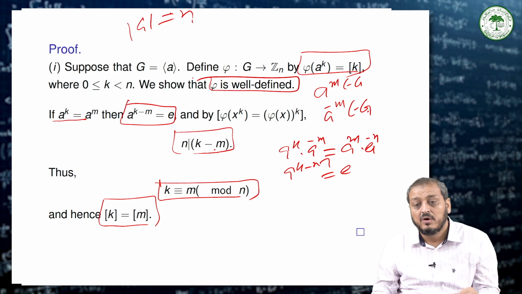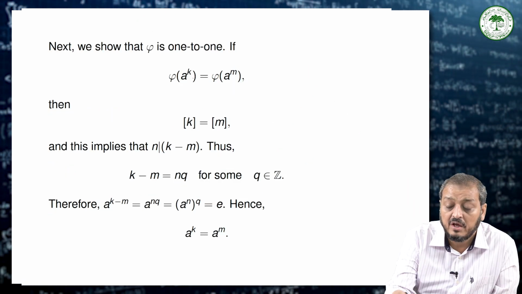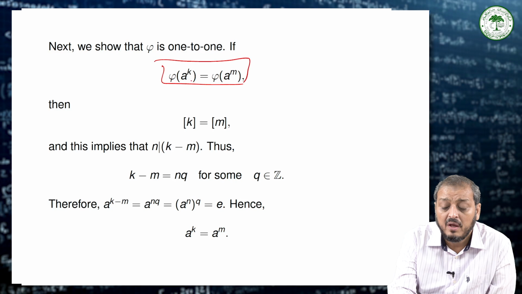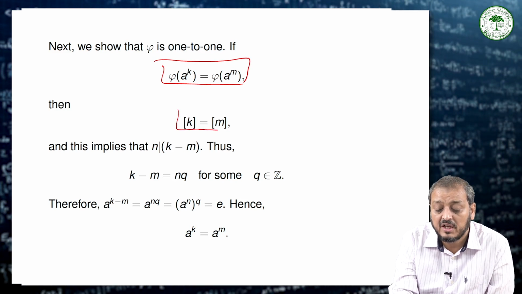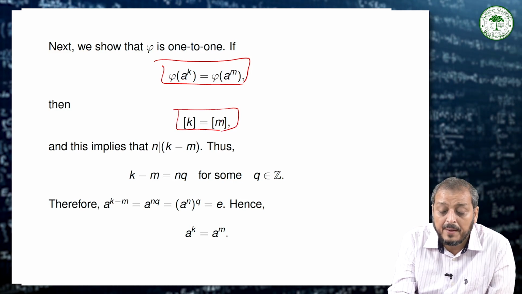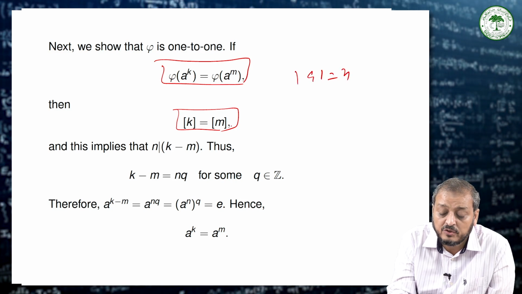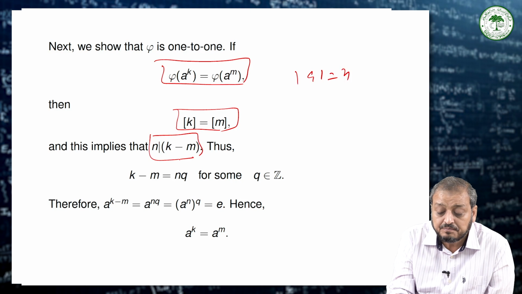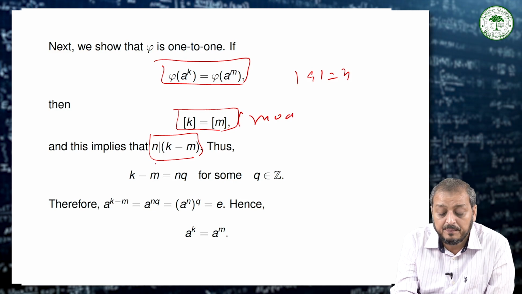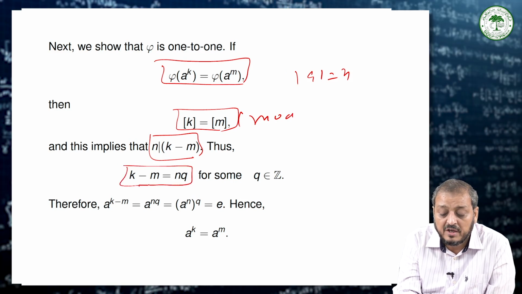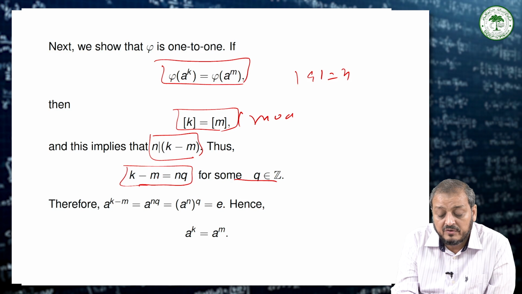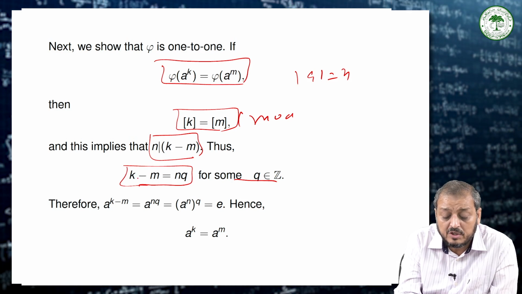Next we show that phi is one-one. We take phi of a to the power k the same as phi of a to the power m. By definition, this means the equivalence class of k is the same as the equivalence class of m. Since the order of G is n, n should divide k minus m, taken mod n. So k minus m is equal to nq for some q an element of Z. Now we write a to the power k minus m.